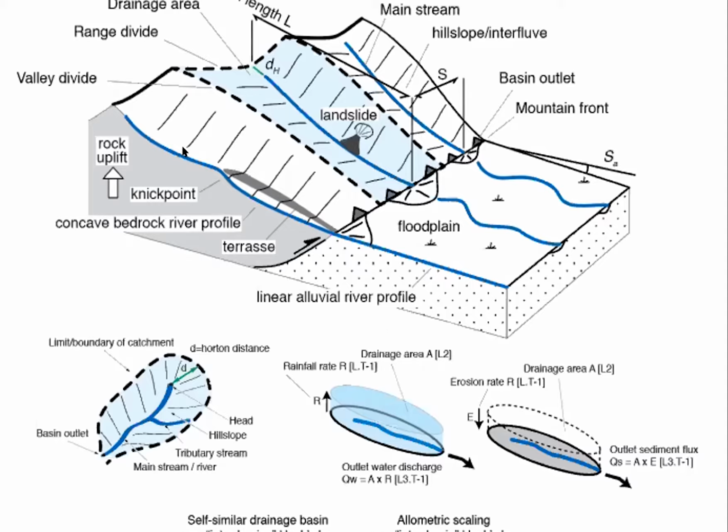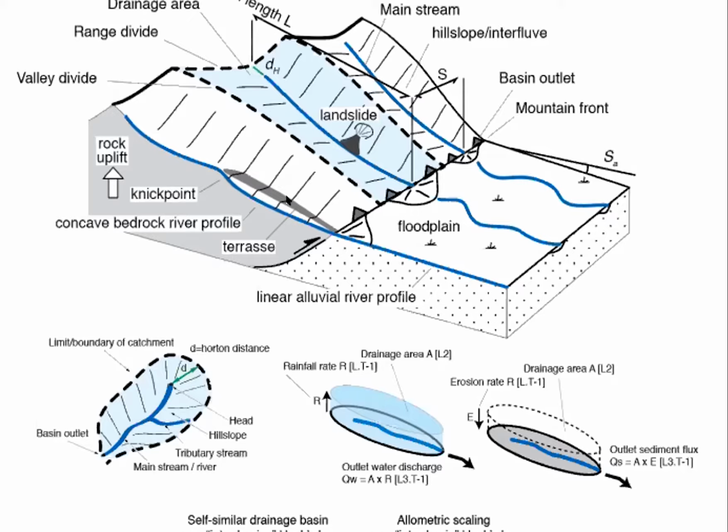Here you see a longitudinal profile. We call that the longitudinal profile of the river. And I represented one knickpoint. You know, it's an inflection. Actually, it's a local increase in slope downstream.